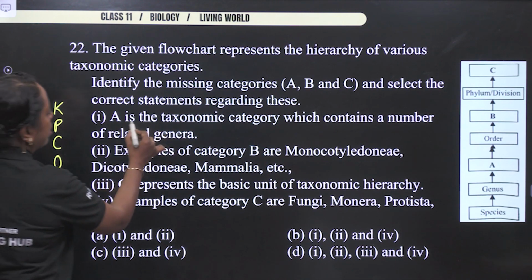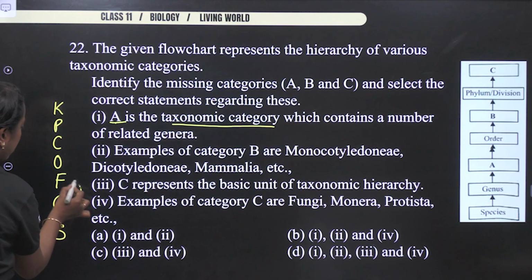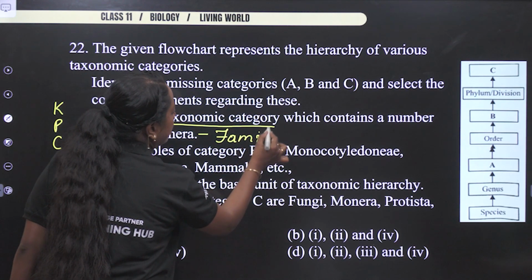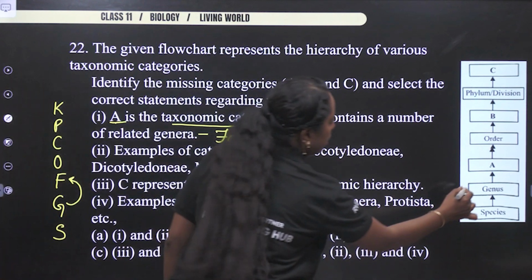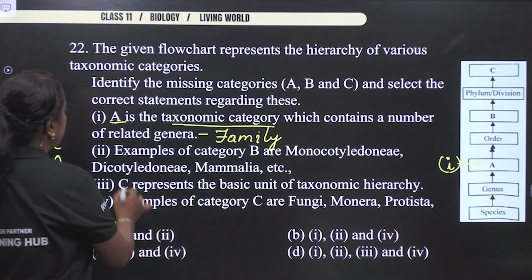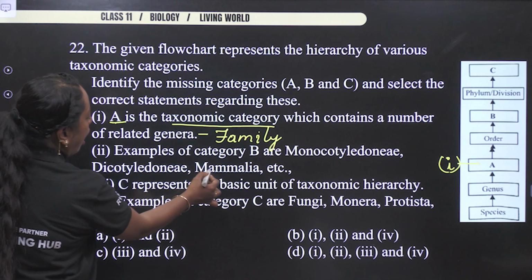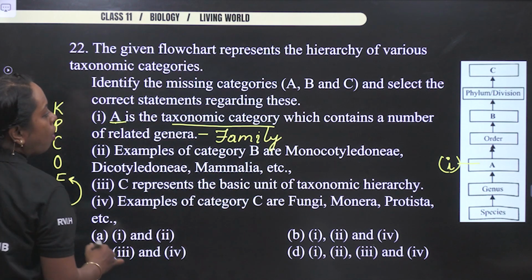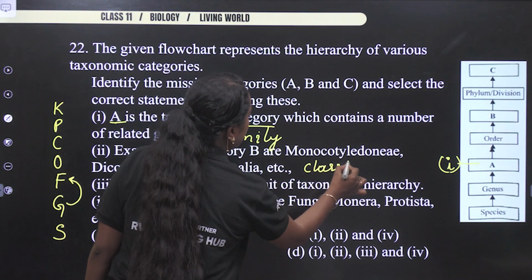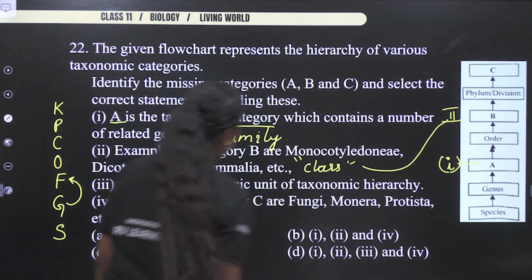Okay, so again read. A is a taxonomic category which contains a number of genera. So what is he talking about? He is talking about family. Okay, so A is this. So it becomes our A. Now next, example of B, that is monocotyledonae and dicotyledonae and mammalia. It belongs to the class. So this becomes second.